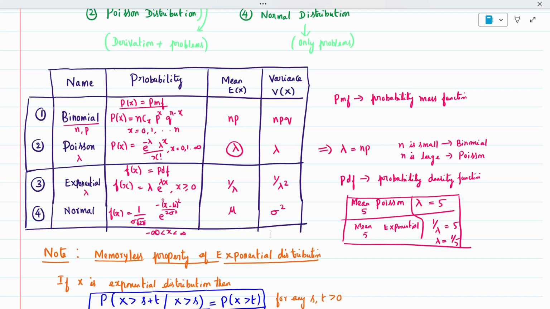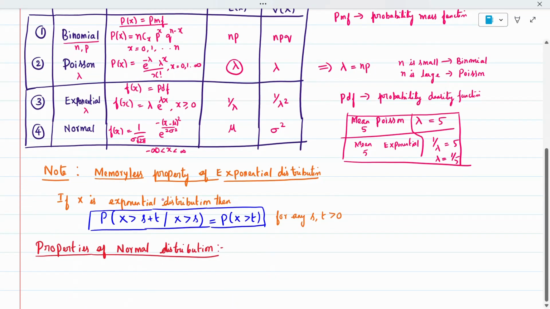This is our special note: memoryless property for the exponential distribution. If x is exponential, then the probability of x greater than s plus t, given x greater than s, is nothing but the probability of x greater than t. You should not say divide, it's given. The e to the power minus s terms cancel. What do we mean by memoryless? It loses the memory, the same normal meaning: I don't remember.